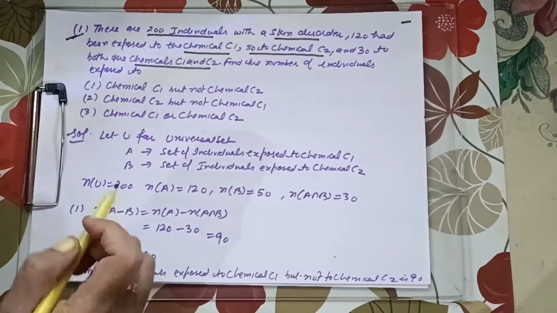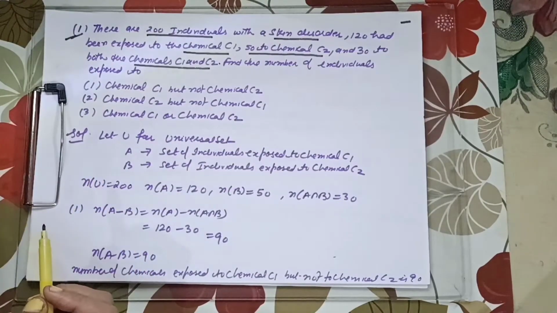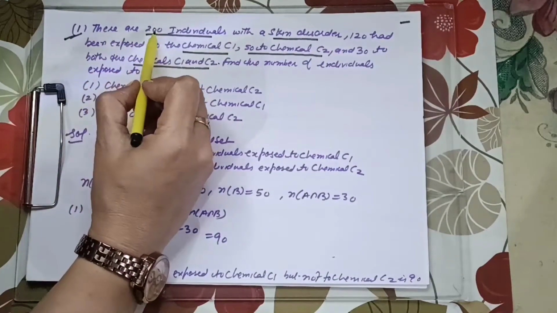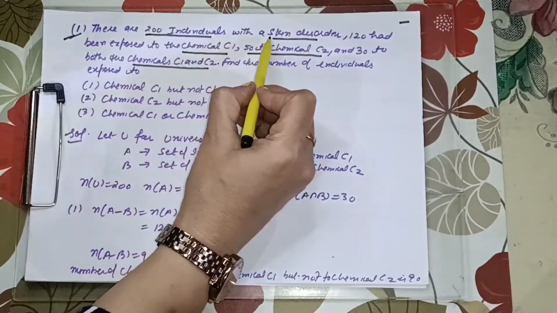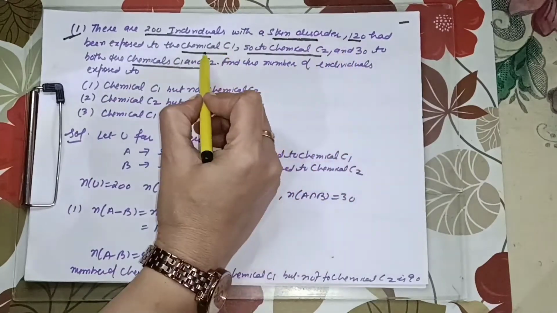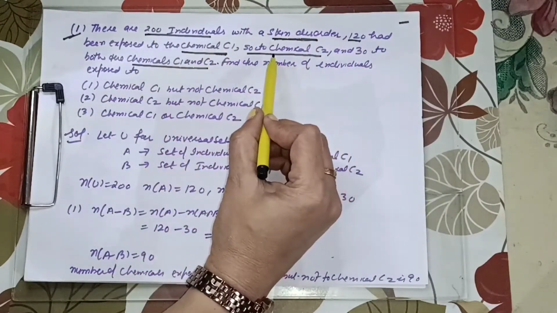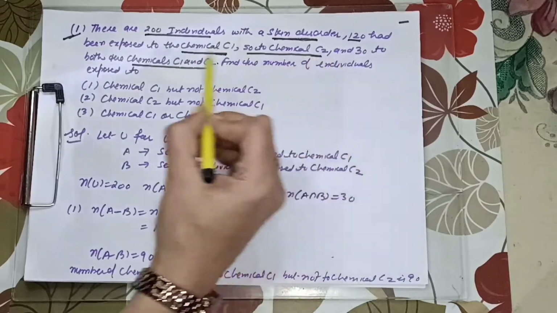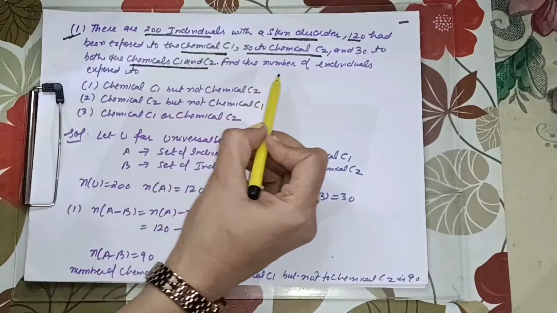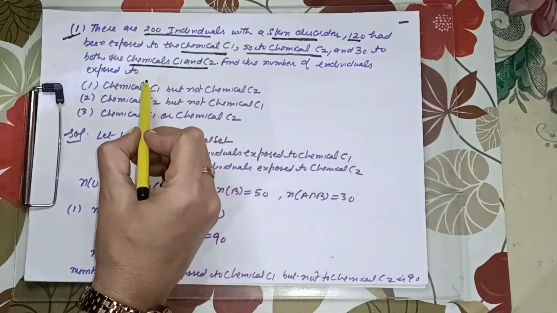Good morning, dear friends. In this video, once again, I am going to discuss a few illustrations of set theory. The problem is: there are 200 individuals with a skin disorder. 120 had been exposed to the chemical C1, 50 to chemical C2, and 30 to both the chemicals C1 and C2. Find the number of individuals exposed to that.